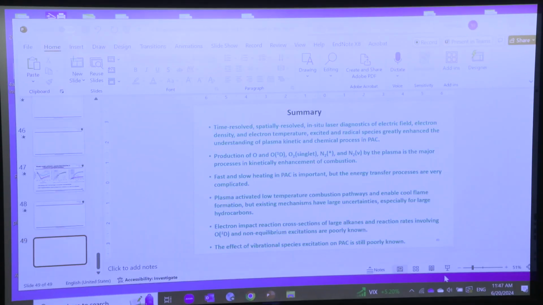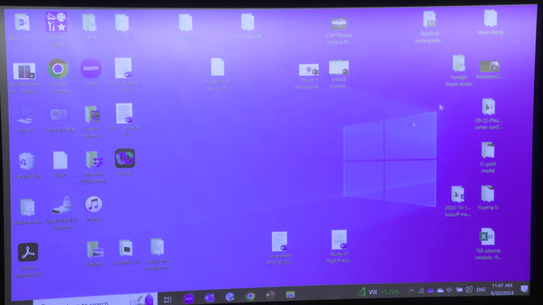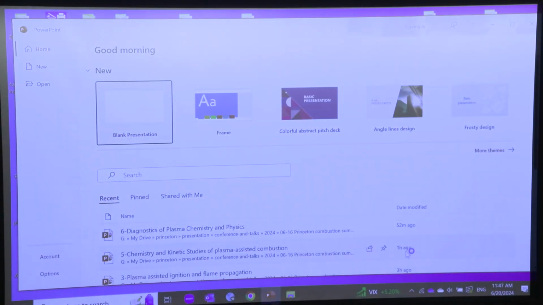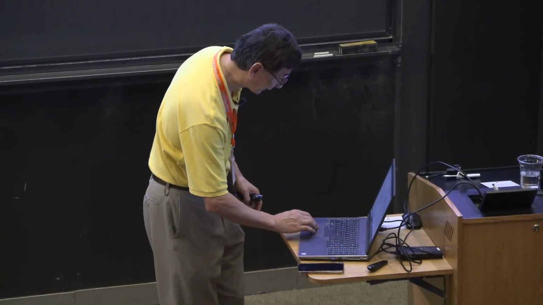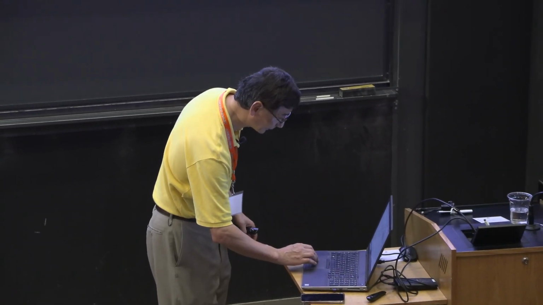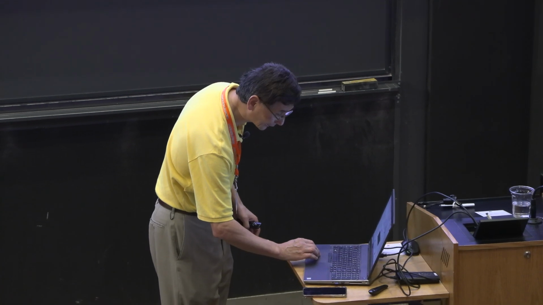The next thing I want to finish today is instability. Because plasma always becomes unstable, people need to understand what the instability is and how it can be modeled and controlled.